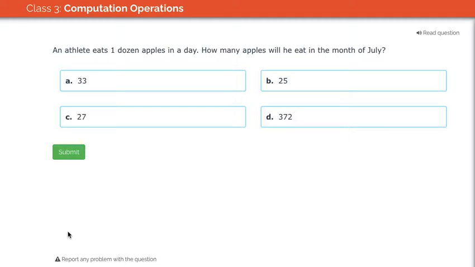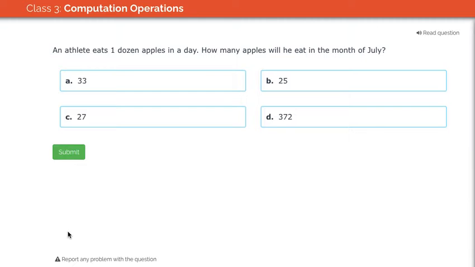Oh right, sorry. Remember the months I said that go with 30? It's actually July that has 31 days. So it will be 31 into 12. So let's multiply 31 into 12. So 1 into 2 is 2. 2 into 3 is 6. 1 into 1 is 1. 1 into 3 is 3.